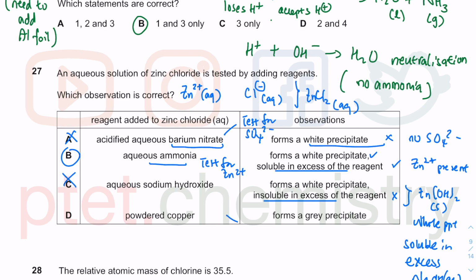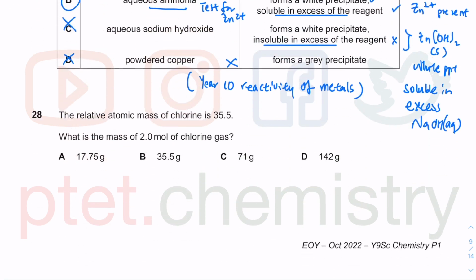Powdered copper, that will not work, and you will learn more about this in the reactivity of metals topic in year 10. But you could have gotten the correct answer by knowing the qualitative analysis table results already, without even eliminating this option.